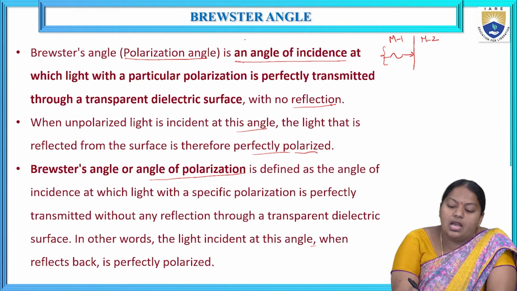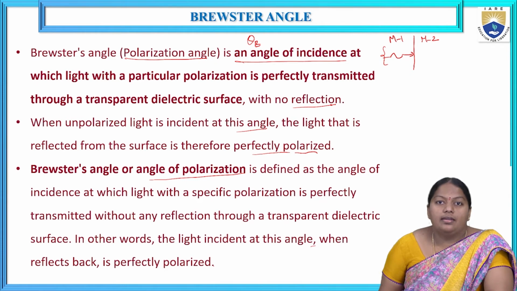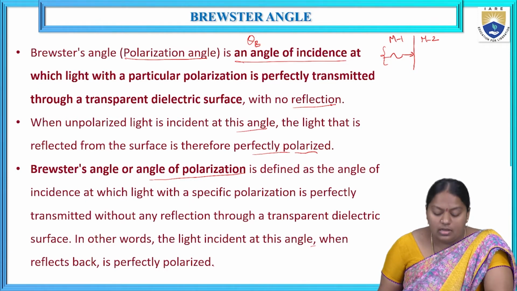Generally, we represent an angle with the notation theta, and here theta B is the notation for the Brewster angle. It is measured in degrees. The Brewster angle, also called the polarization angle, is the angle at which the incident wave is completely transmitted and becomes a transmitted wave with no reflection.